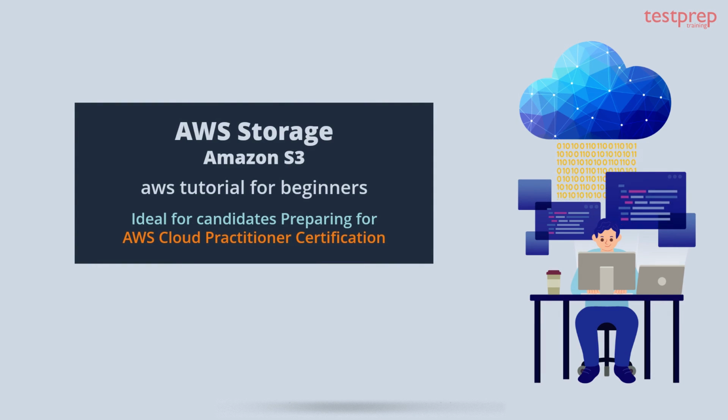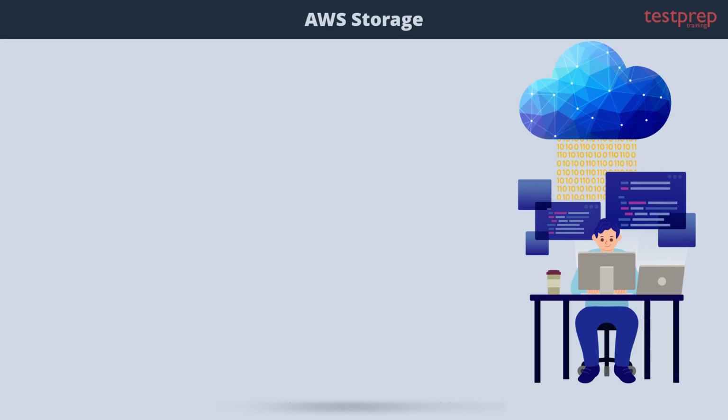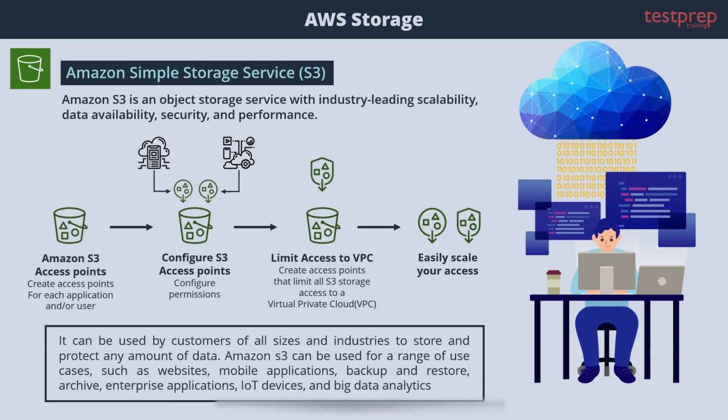AWS Storage. With AWS Storage, store and retrieve any amount of data, anytime, from anywhere on the web. AWS offers highly scalable, reliable, fast, and inexpensive data storage service, making it easier for developers to execute web-scale computing. First is Amazon Simple Storage Service, or Amazon S3. Amazon S3 is an object storage service with industry-leading scalability, data availability, security, and performance. It can be used by customers of all sizes and industries to store and protect any amount of data.